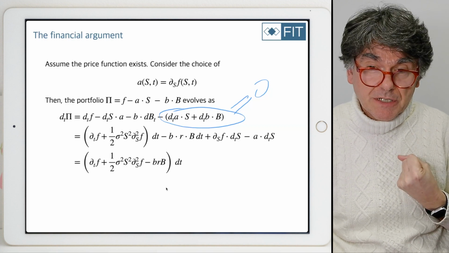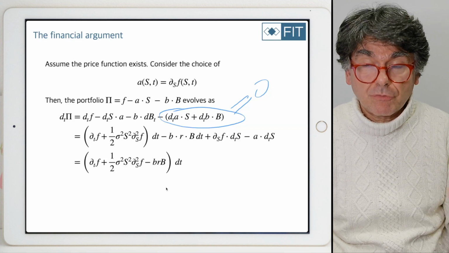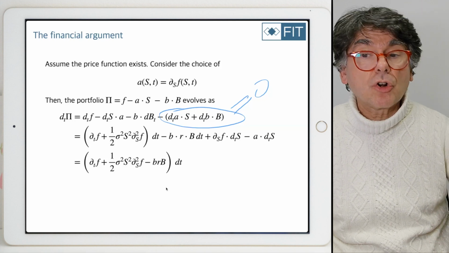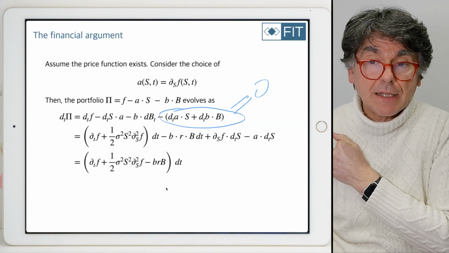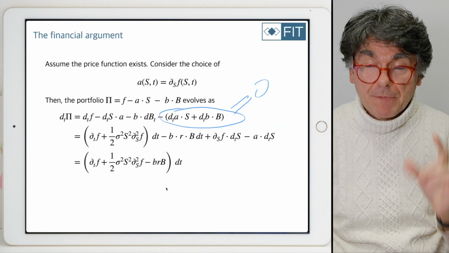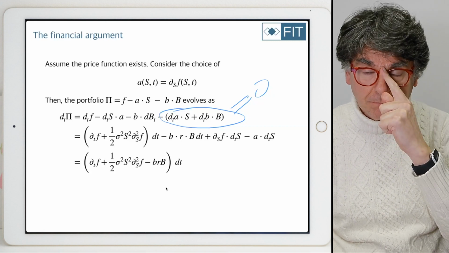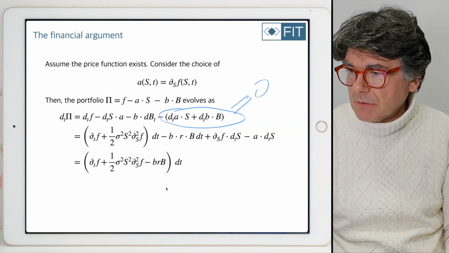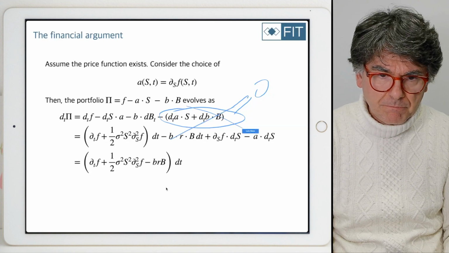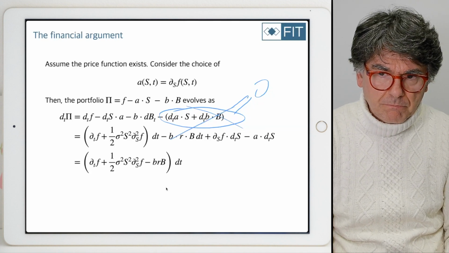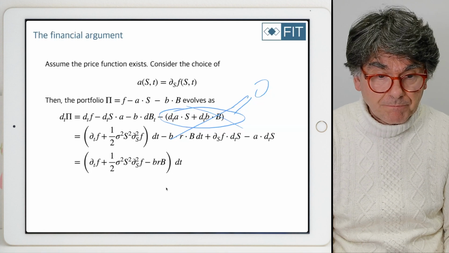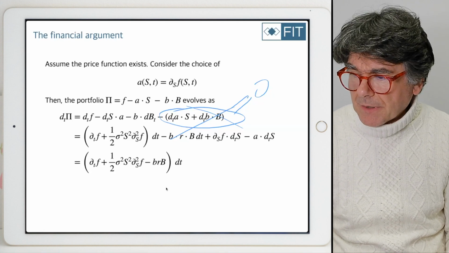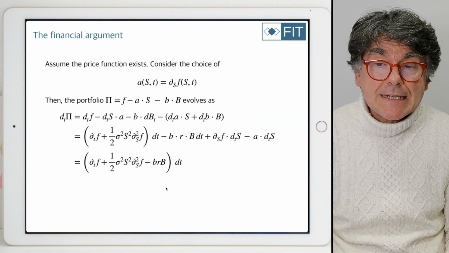I will borrow as much money as I need to buy new stock if I have to. And if I sell stock and I make money, I return the loan that I made earlier. That's what that means. This is a financial property. It's not mathematical, it's a financial property. Okay? So this term is 0, it disappears. Great, we got that. The next topic is dF.